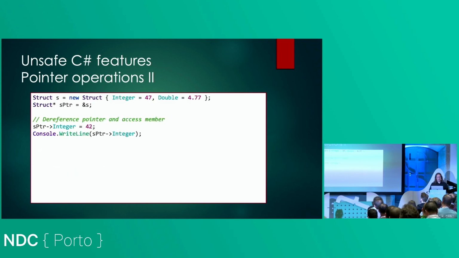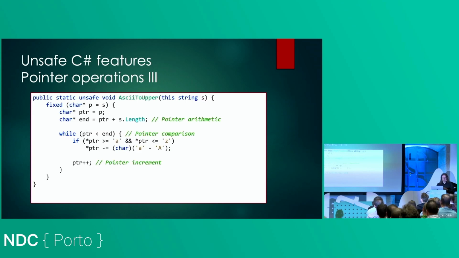Structs are a bit special in that I can also get addresses of structs. And in this case, there is the dereference pointer and access member, which is just a shortcut. I don't have to dereference the struct pointer first and then access the element. I can do this in one operation with minus greater than. And again, I can set elements, I can read them.